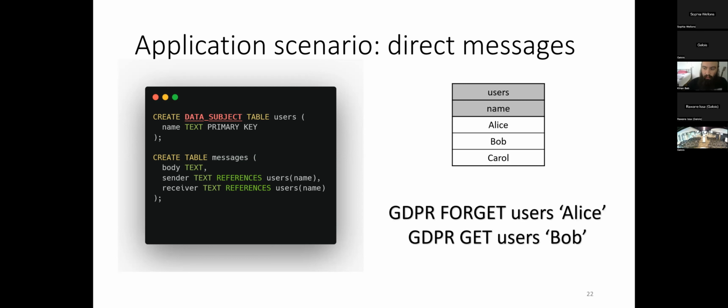K9db allows applications to issue two new SQL commands or primitives, GDPR forget and GDPR get, for complying with GDPR deletion and access requests. Application can issue such commands only targeting rows and tables that are annotated with data subjects.